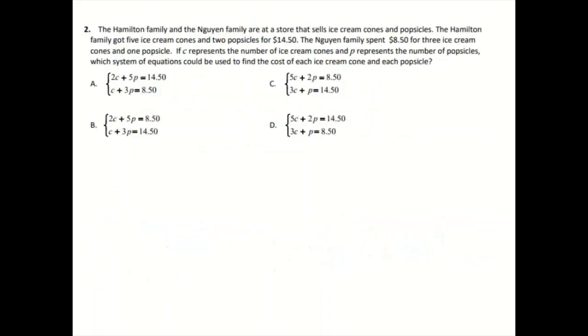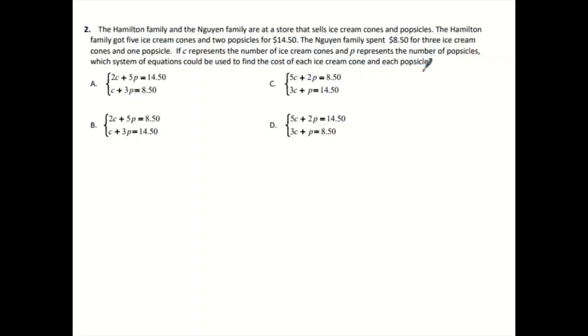Let's take a look at one more example here. It says the Hamilton family and the Nguyen family are at a store that sells ice cream cones and popsicles. The Hamilton family got 5 ice cream cones and 2 popsicles for $14.50. The Nguyen family spent $8.50 for 3 ice cream cones and 1 popsicle. If C represents the number of ice cream cones and P represents the number of popsicles, which system of equations could be used to find the cost of each ice cream cone and each popsicle?